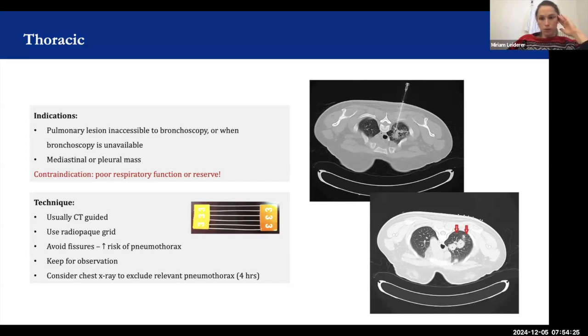Keep the patients for observation for a little while, depending on the patient, on how stable they are, but also on your local practice, how long you usually keep them. And consider a chest X-ray to exclude a relevant pneumothorax, for example, at 4 hours. Not every institution does that. We do that. I think it's not a bad idea.